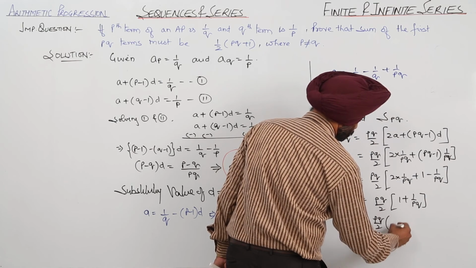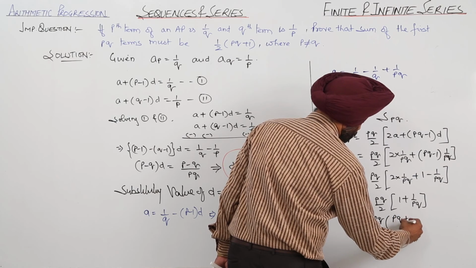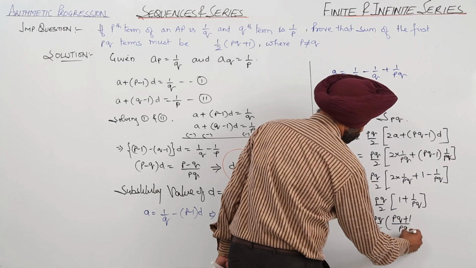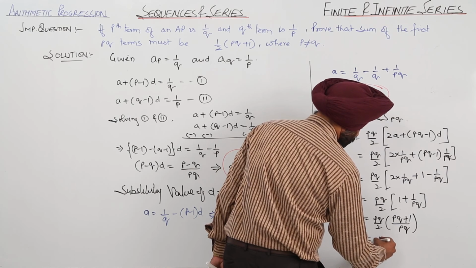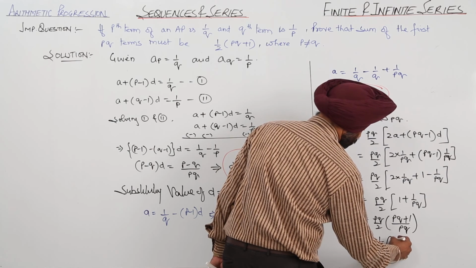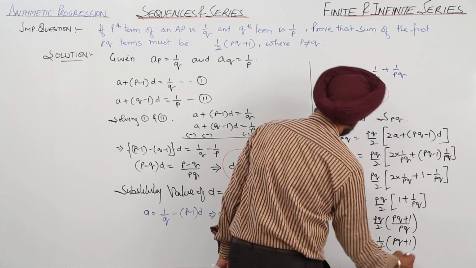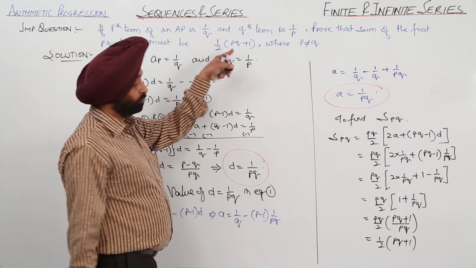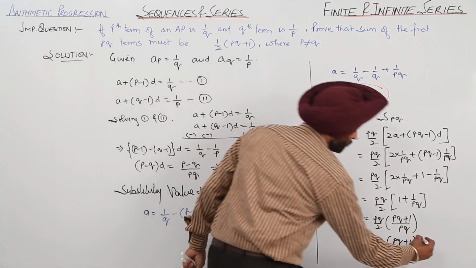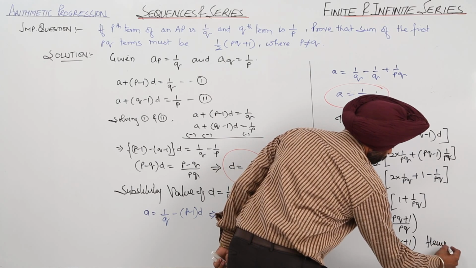Now, this is pq upon 2 times (1 plus 1 upon pq). So, pq upon 2 times (pq plus 1) upon pq, and this is equal to 1 upon 2 times (pq plus 1). So, what we had to prove? Half times (pq plus 1). Hence proved.